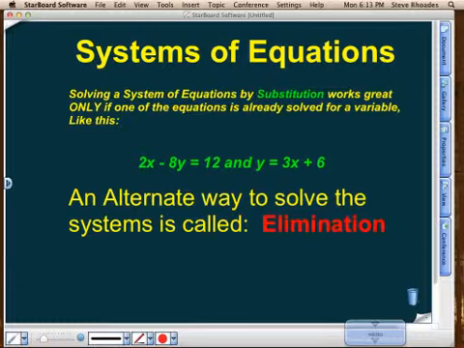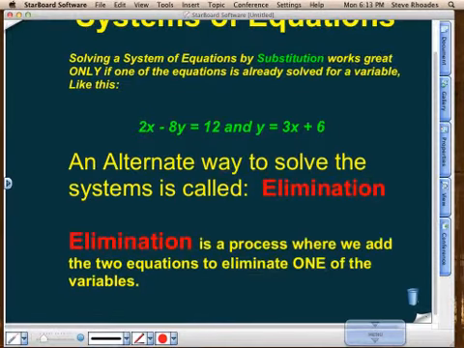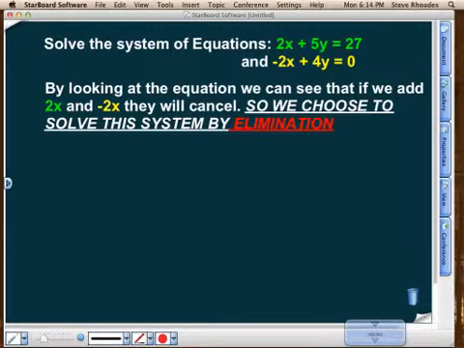We do have an alternate way to solve systems of equations that's called elimination. This system uses a process where you add the two equations together to eliminate one of the variables. All right, so let's look at an example of how this works.